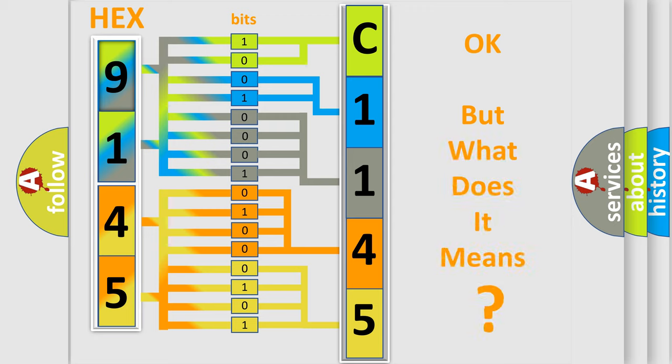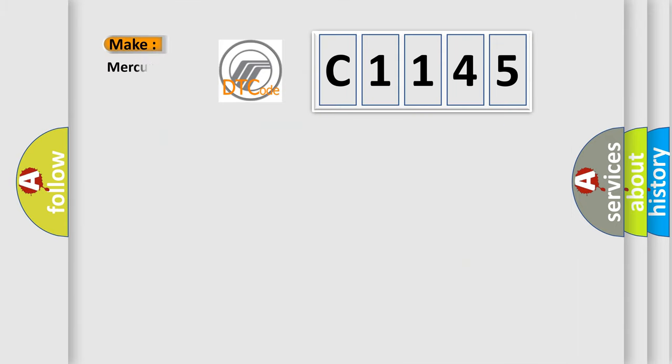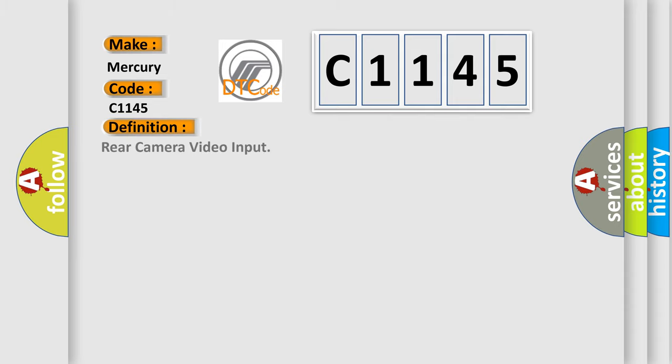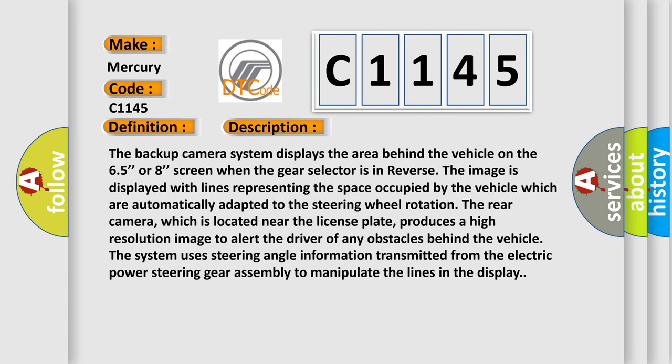The number itself does not make sense to us if we cannot assign information to what it actually expresses. So, what does the Diagnostic Trouble Code C1145 interpret specifically for Mercury car manufacturers? The basic definition is rear camera video input. And now this is a short description of this DTC code.